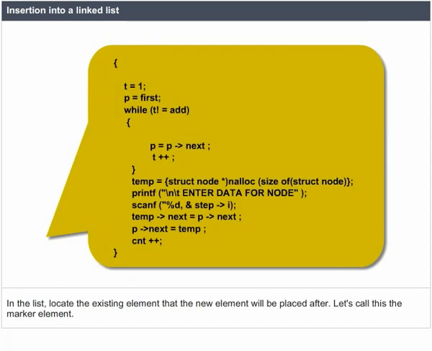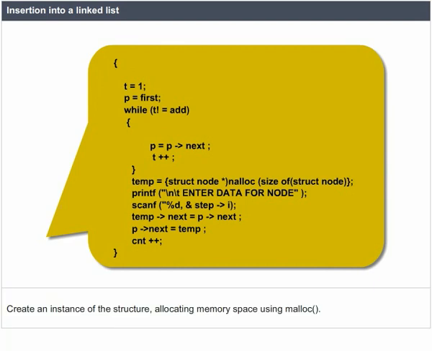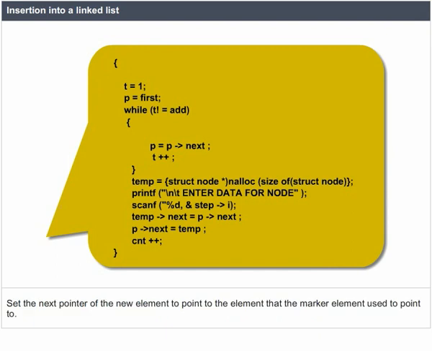Adding an element to the middle of the list. In the list, locate the existing element that the new element will be placed after. Let's call this the marker element. Create an instance of the structure, allocating memory space using malloc. Set the next pointer of the new element to the element that the marker element used to point to. Set the next pointer of the marker element to point to the new element whose address is returned by malloc().